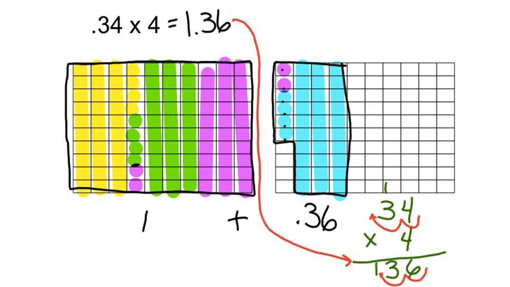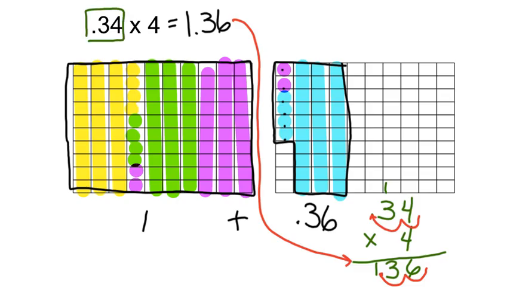When checking your answer, you can also determine if your answer is correct using what you know about multiplying a decimal by a whole number. When you're multiplying a decimal by a whole number, the product, or the answer, will always be greater than the decimal in the problem.